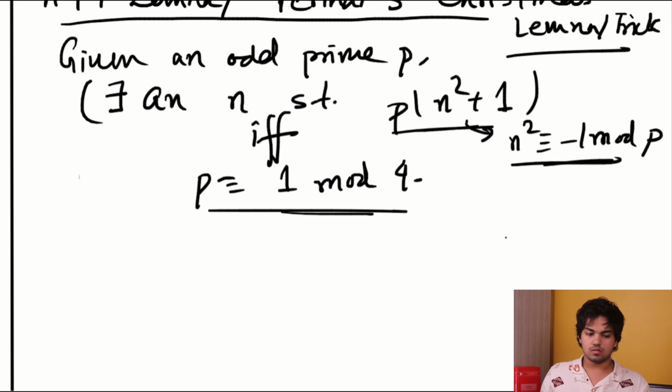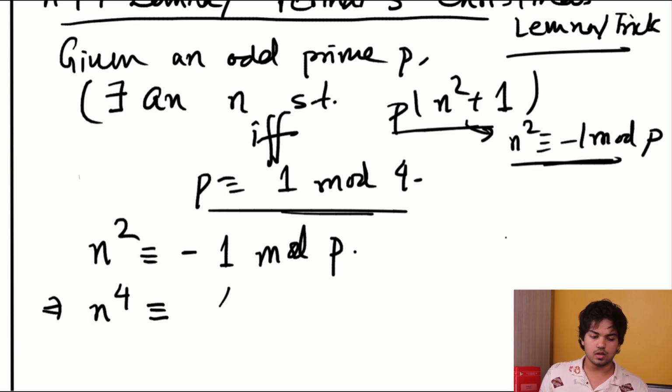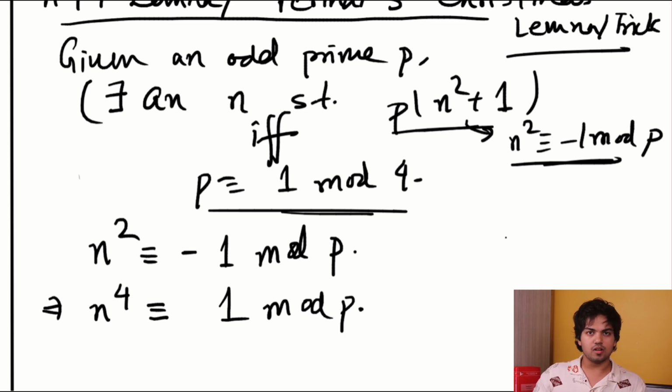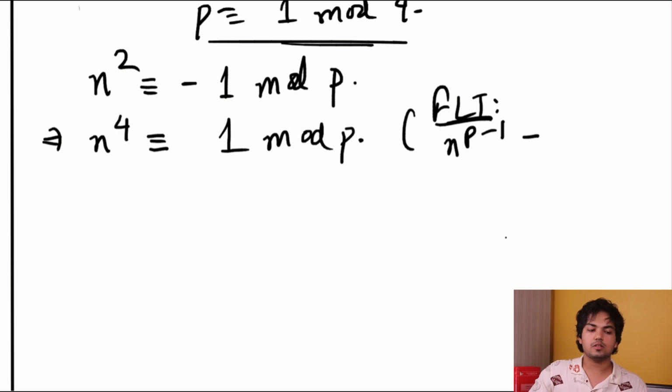So if you just looked at this, n squared is congruent to minus 1 mod p. Can I deduce something about p given this data? If n squared is congruent to minus 1 mod p, then I can square both sides to get n to the 4 is congruent to 1 mod p. At this point, something should go off in your head. In particular, what should go off in your head is Fermat's little theorem, which says that n to the p minus 1 is congruent to 1 mod p as well.